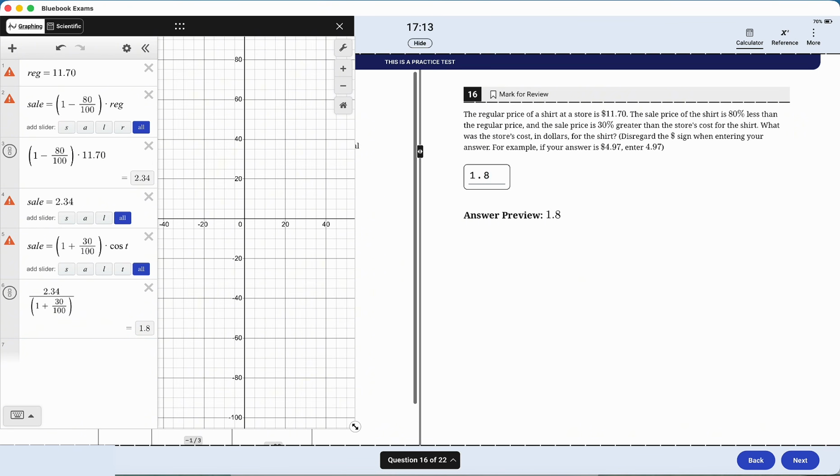So 2.34 divided by that quantity, 1.8, right? If you don't write that out, chances are you're going to get that wrong, right? So you want to feel comfortable writing these percent equations. This is something pretty much every test has, right? And if you can do that consistently, then these really aren't that bad.